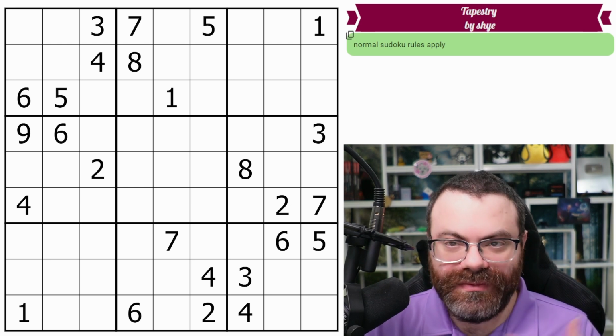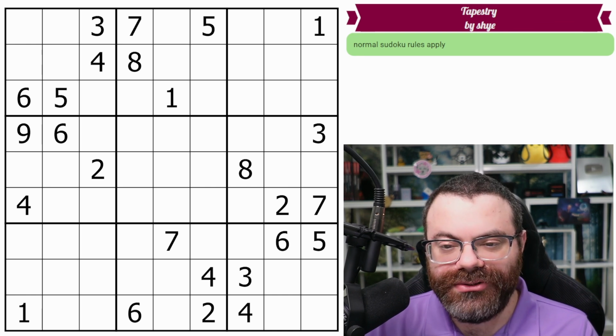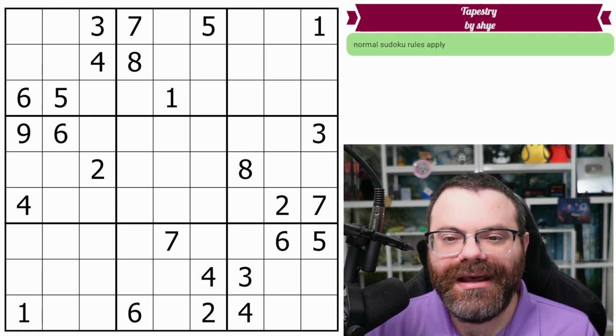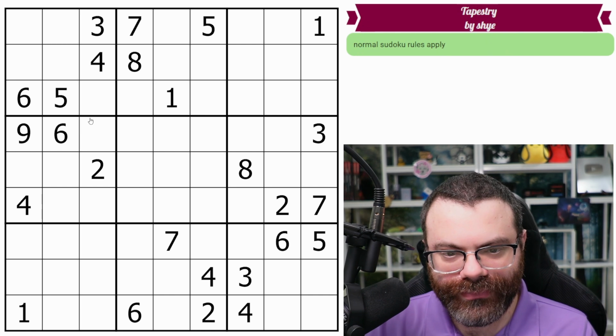And a disclaimer I put at the beginning of all of these: I know what technique I'm looking for, but I do not know where it is in this specific puzzle, but I do know how to explain it. And with all that said, I'm going to get started right now.